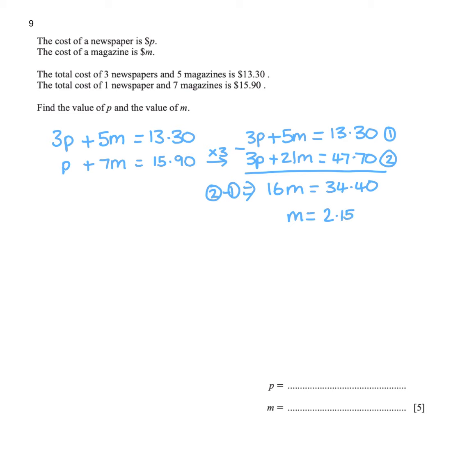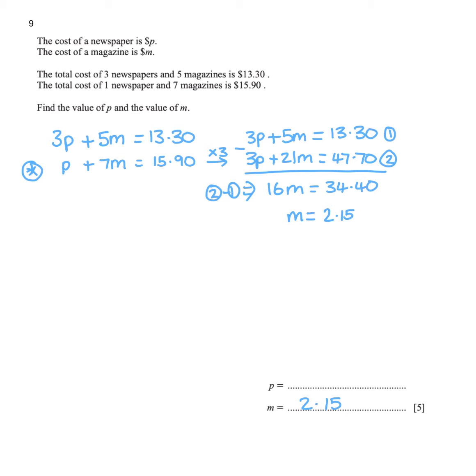$2.15. So you can just type that one in. So we now know the cost of the magazine, $2.15. We can now find the cost of the newspaper by substituting it into any value. Now I'm actually going to use this one here to substitute it into.